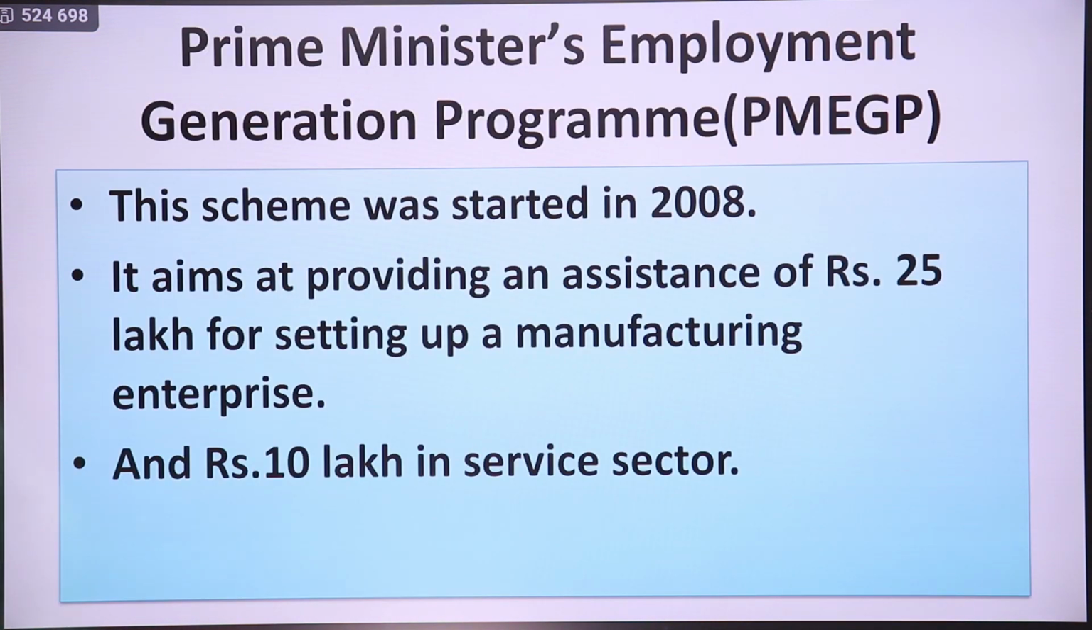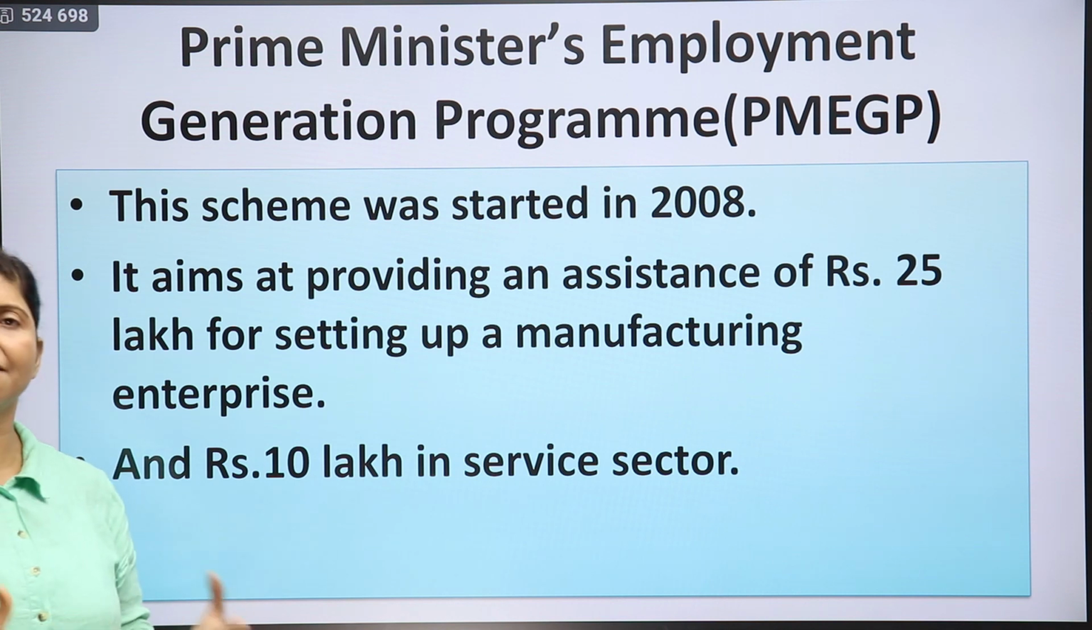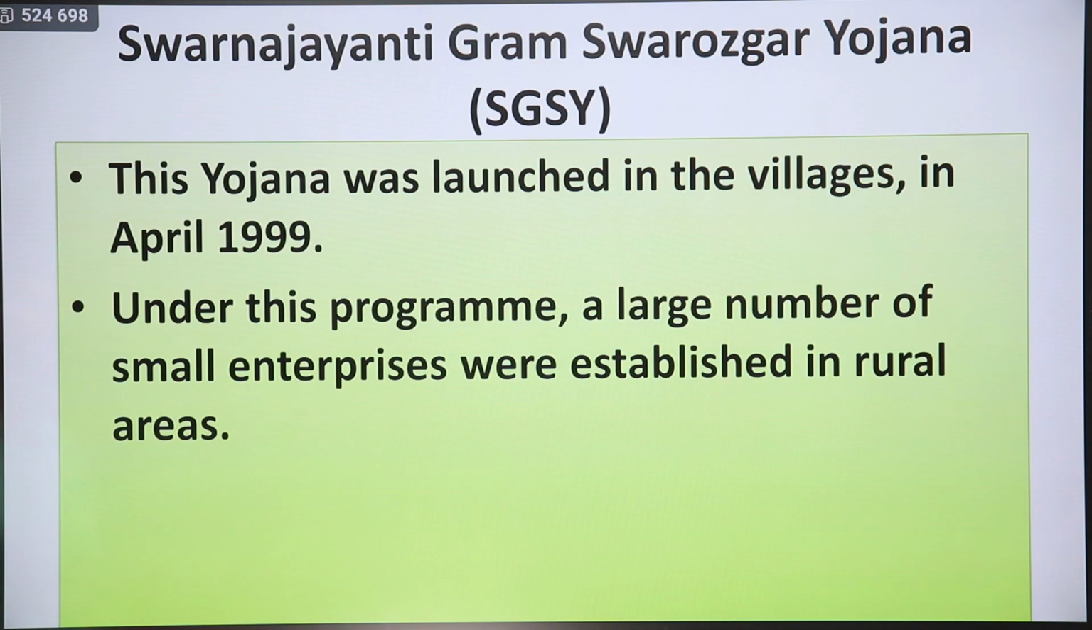The Prime Minister's Employment Generation Program, this scheme was started in 2008. It aims at providing an assistance of rupees 25 lakhs for setting up a manufacturing enterprise and rupees 10 lakhs in the service sector. So manufacturing, that means industrial sector, secondary sector, and here it is the service sector. So for opening or starting an industry, rupees 25 lakhs loan was provided, and for service sectors like BPO, KPO or any service center type of thing, 10 lakh rupees were provided as loan to start their new business.